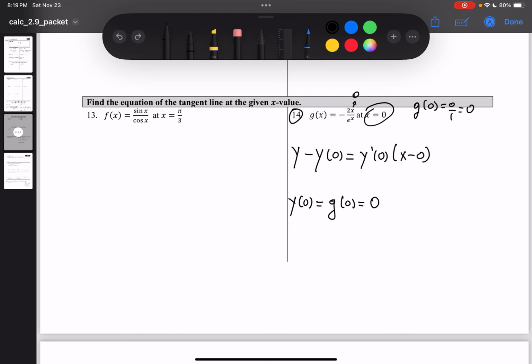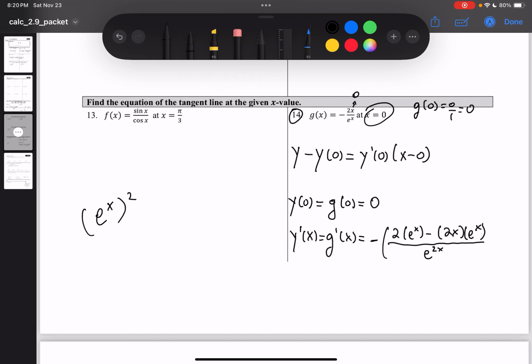of 0, or basically let's find y prime of x, which is basically g prime of x in this case. It's going to be u prime v minus uv prime over v squared. There's a minus behind it, so let's put the minus over here. Now, u prime is going to be 2. V is going to be e to the power of x minus u, v prime, which is still e to the power of x, over e to the power of x, all of it to the power of 2. Or you can just say e to the power of 2x.